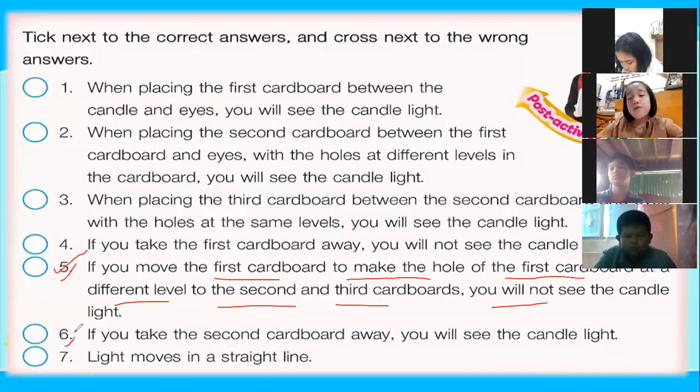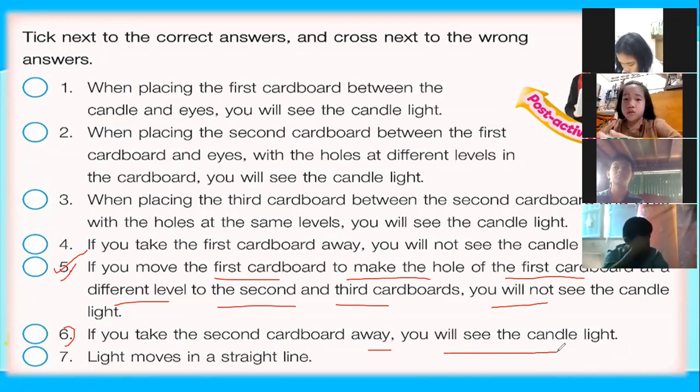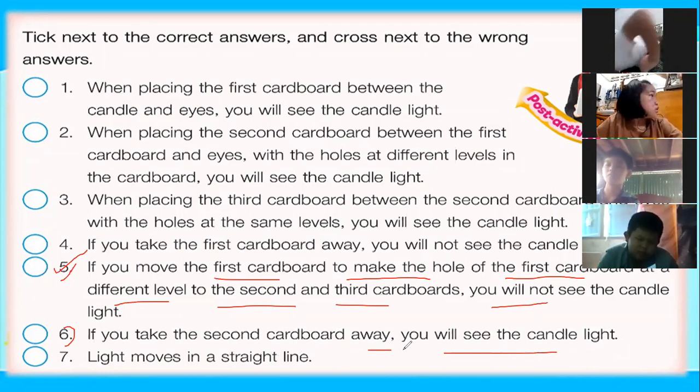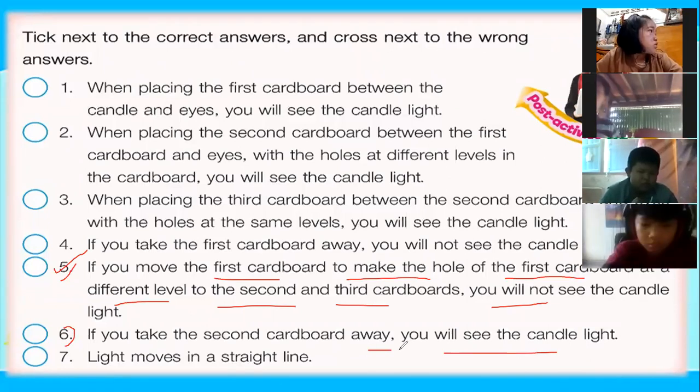Okay. Now, number 6: if you take the second cardboard away, you will see the candle light. Is it true or not? True. For example, with cardboard 1, 2, 3, the holes are at the same level, and we take out cardboard number 2. So cardboard 3 and cardboard 1 still have the holes at the same level, so we will see the candle, right? So that means it is correct.